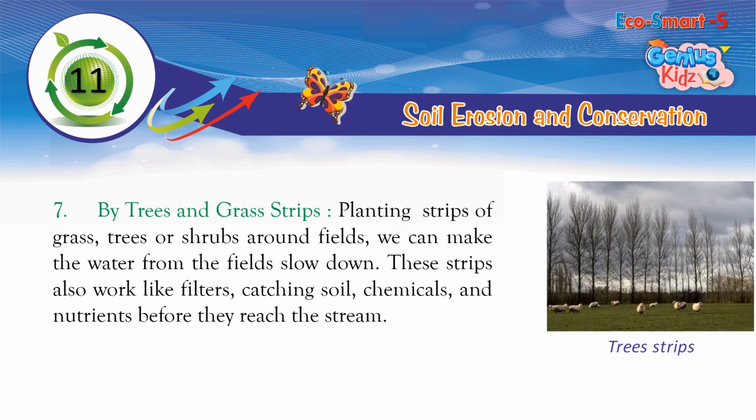7. By trees and grass strips. By planting strips of grass, trees or shrubs around fields, we can make the water from the fields slow down. These strips also work like filters, catching soil, chemicals, and nutrients before they reach the stream.